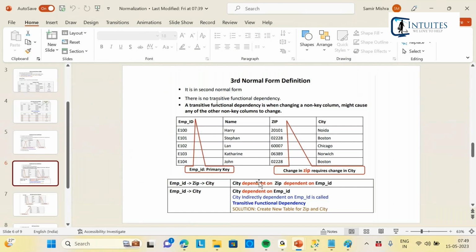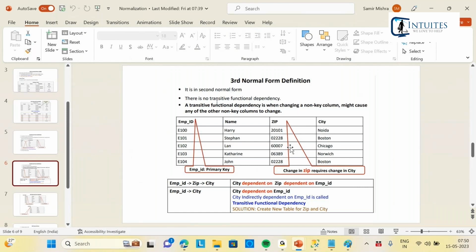Here, there is a clear example. Employee ID, name, there is a zip or the postal code, and there are different cities. Here, if you see, the city is depending upon your postal code, 100%, and it depends on the employee ID indirectly. There is a direct dependency of the city on your postal code. There is an indirect dependency on your employee.